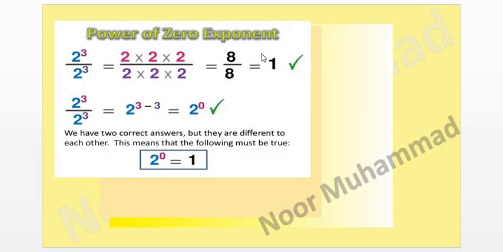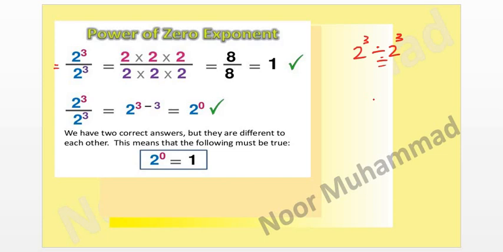Now I have solved this question in two different ways. For example, we have the question 2 to the power 3 divided by 2 to the power 3. If I expand 2 to the power 3, it becomes 2 times 2 times 2. Similarly in the denominator, because divided by can be written as a denominator, if I expand it, it also becomes 2 times 2 times 2. The 2 times 2 times 2 is 8, so 8 divided by 8 will be 1.